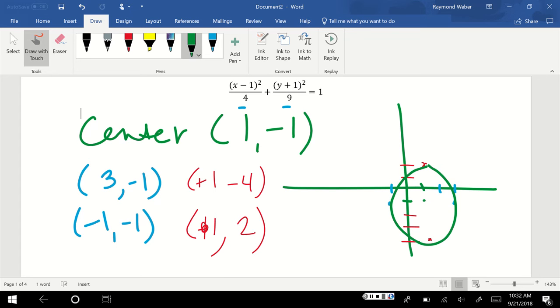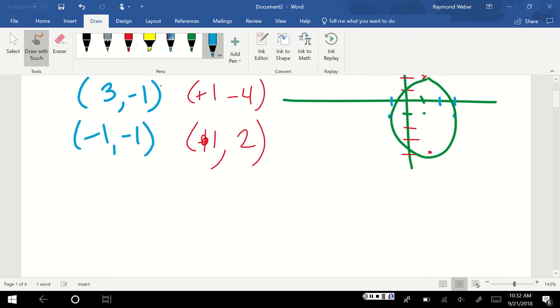There's my ellipse. And of course I know it's an ellipse because of this plus sign. Had this been a minus sign, it would be a hyperbola. Now that I've found this, so at this point I put it in standard form, I found the center, found the vertices. What I do next is I find the intercepts. You're often going to be asked for the intercepts.